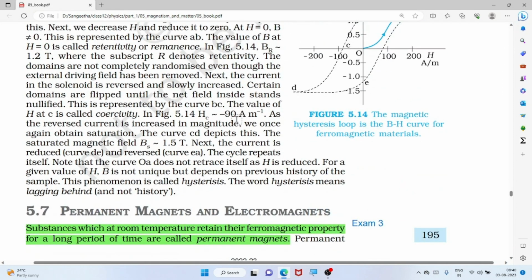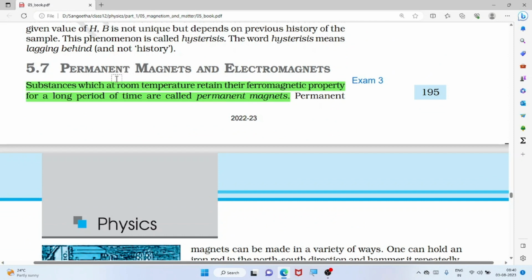Hysteresis loop. Substances which retain their ferromagnetic property at room temperature for a long period of time make a permanent magnet. So a permanent magnet is a ferromagnet, and at room temperature it retains the ferromagnetic property.